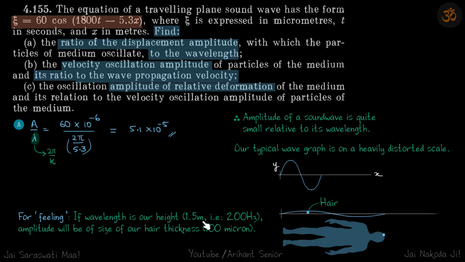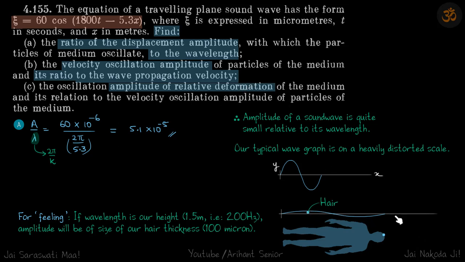If the wavelength is our height, that is 1.5 meter, that is at 200 hertz. So when a sound wave is traveling at 200 hertz, the wavelength will come to be 1.5 meter. Then the amplitude will be of the size of our hair thickness, that will be 100 micron. Just to get you a feel of it, in sound waves this amplitude is quite small.